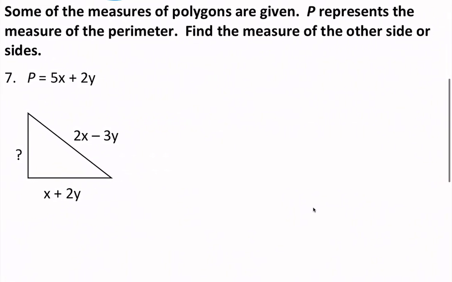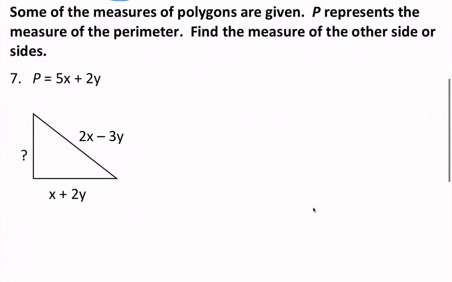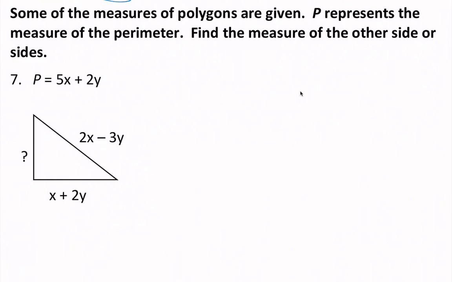Okay, on this one it says some of the measures of polygons are given. P represents the measure of the perimeter. Find the measure of the other side or sides. So I know that the perimeter of this entire triangle is 5x plus 2y. But it only gives me 2 sides, and I'm trying to figure out what that third missing side is. Well, if it's a perimeter problem, I know perimeter means to add all sides. So I'm going to take the 2 sides I have and add those together.